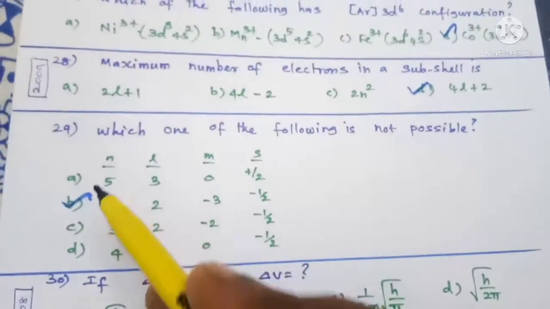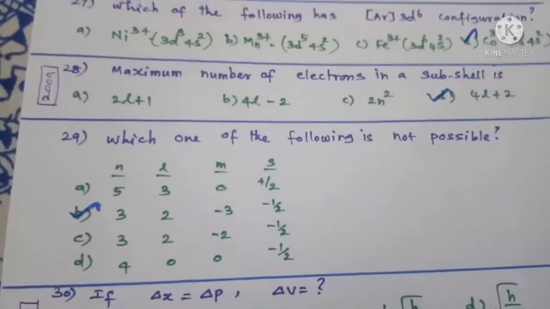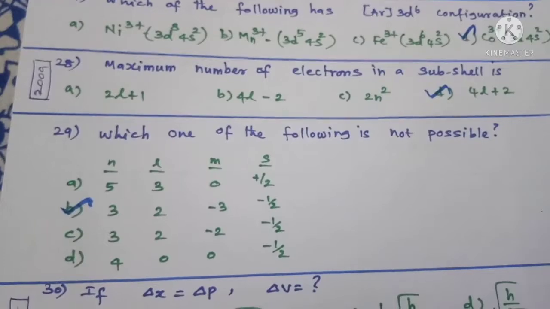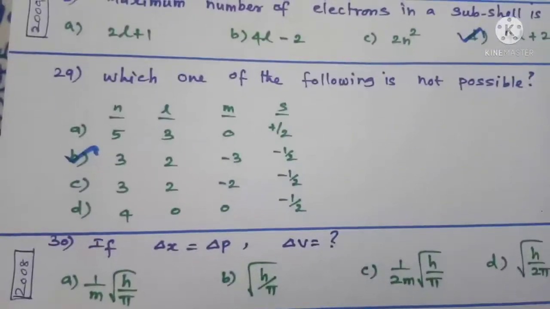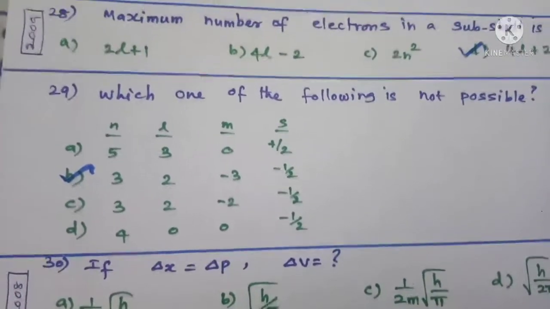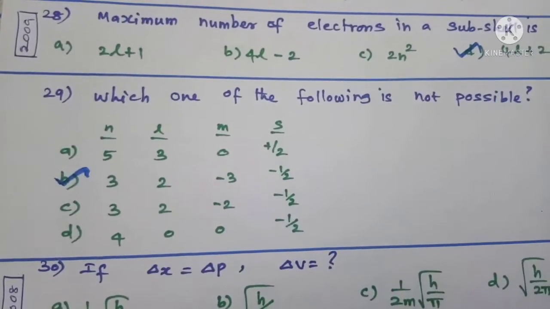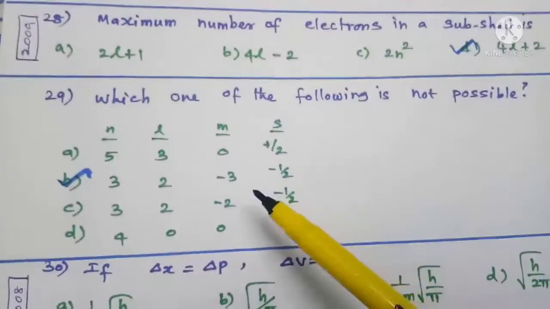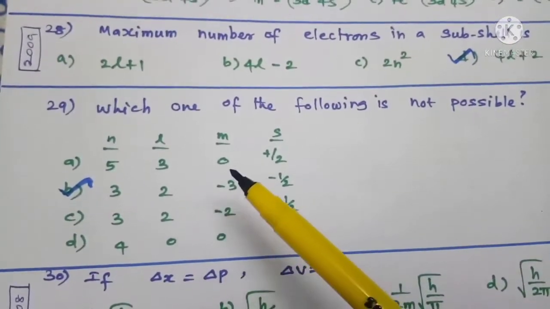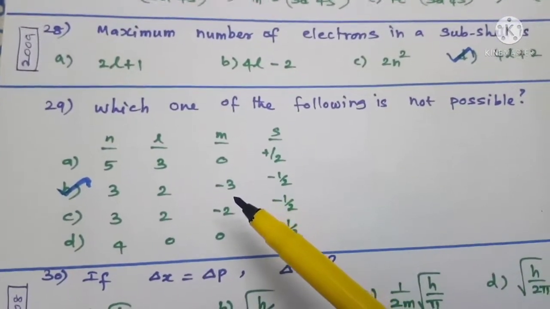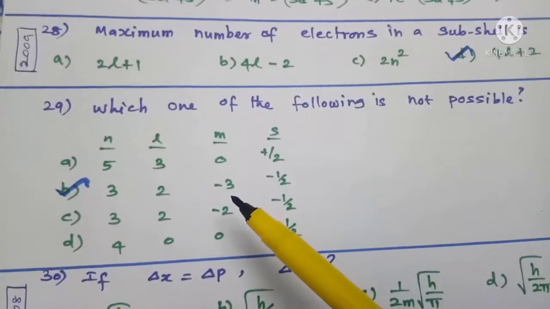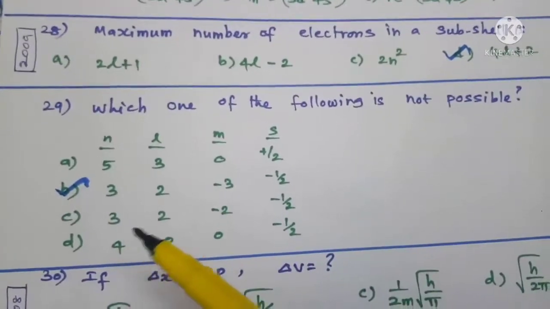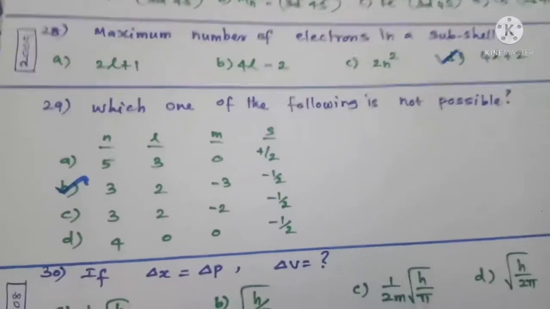Answer is option B, because here the principal quantum number is given as 3. Azimuthal quantum number L value is 2. If L value is 2, M value is supposed to be minus 2 to plus 2 including 0, isn't it? Whereas here for L equal to 2, M value is given as minus 3, but practically it is not possible. So option B is the right answer for this question.